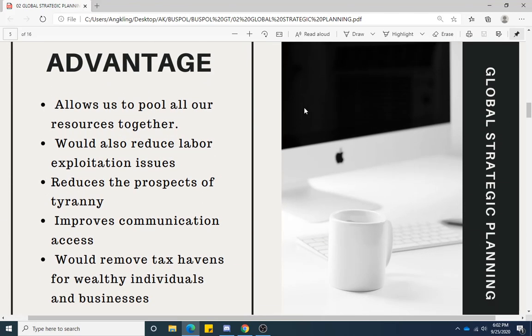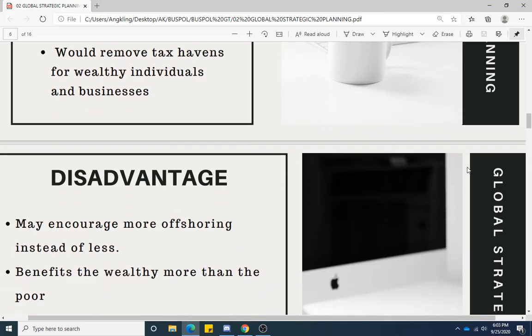So the advantages of penetrating the global market, or setting up our global strategic planning, is that it allows us to pull all our resources together. It also reduces the labor exploitation issue, reduces the prospect of tyranny, and improves communication access, and it would also remove the tax havens for wealthy individuals and businesses.